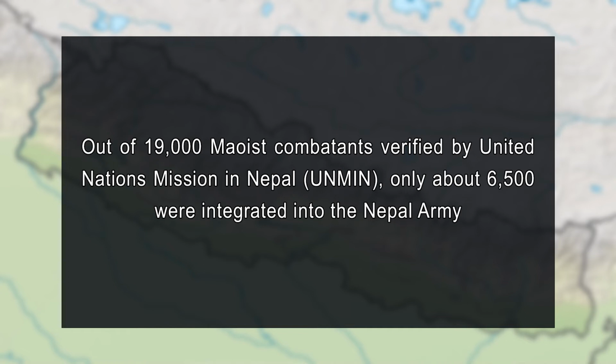Chand and other leaders had expressed displeasure over the integration of Maoist combatants into the Nepal army, which Chand termed as surrender. Out of 19,000 Maoist combatants verified by the United Nations mission in Nepal, only about 6,500 were integrated into the Nepal army. The rest retired or disappeared. During the verification process of weapons and combatants, some Maoist weapons were found missing. Now, the security forces' investigation shows that the Chand-led Maoist party is using the same weapons.